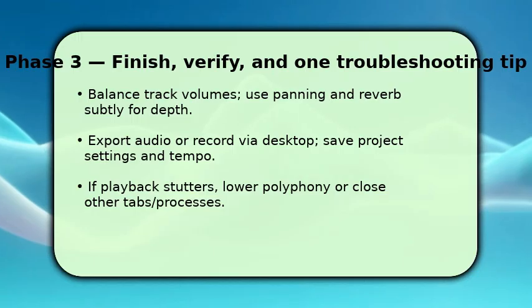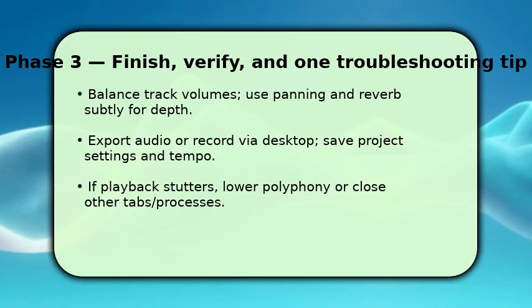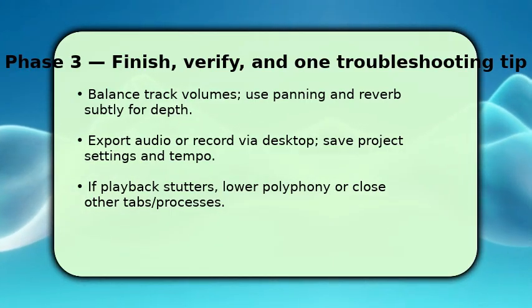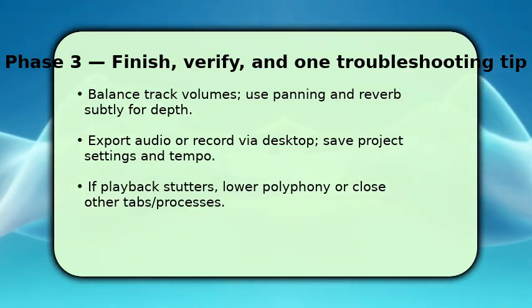When satisfied, export the audio or record output. Save tempo and grid settings for easy edits later. If playback stutters or audio glitches, lower synth polyphony, disable heavy effects, and close other Chrome tabs. This clears CPU spikes and restores smooth playback.